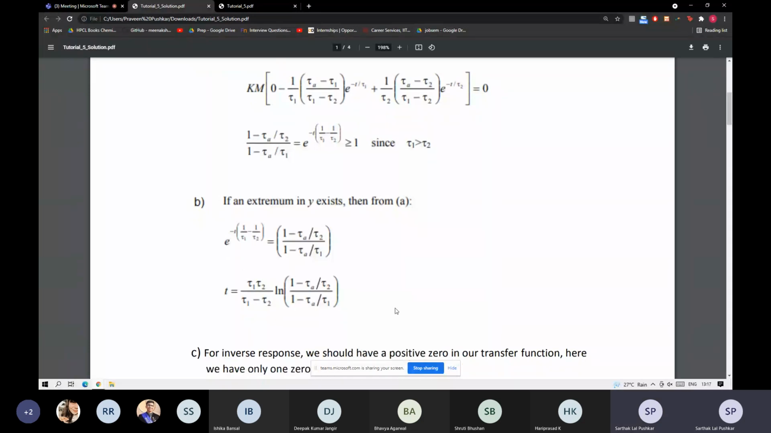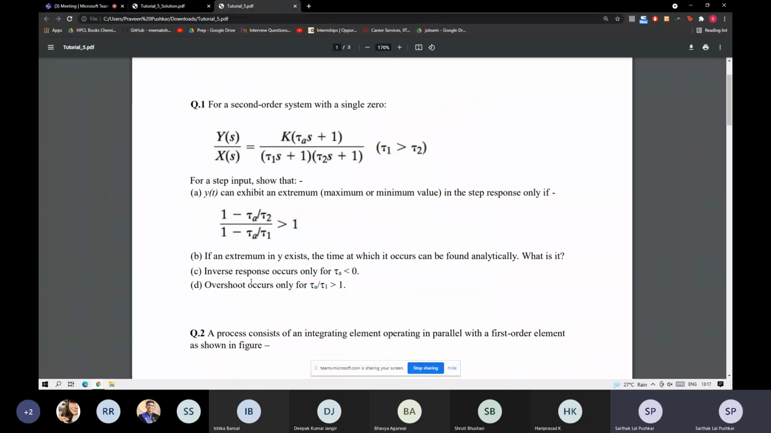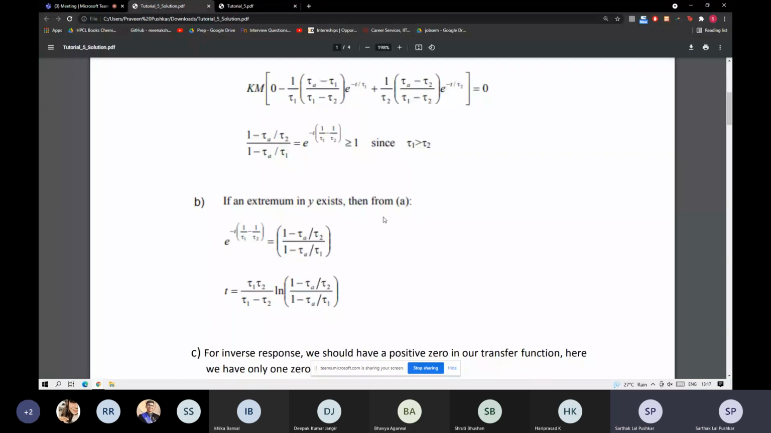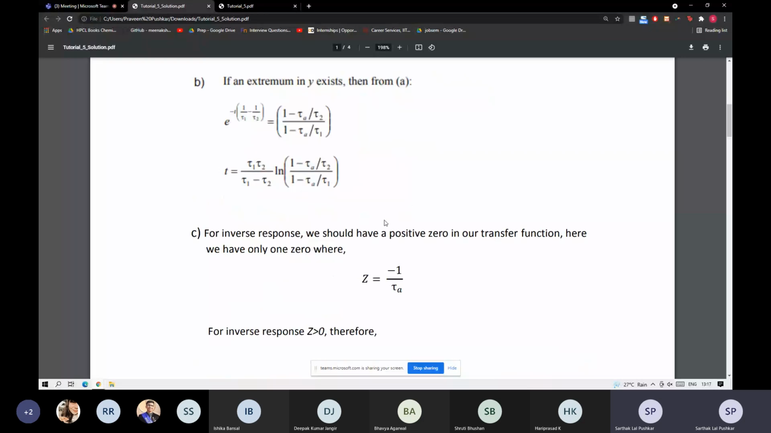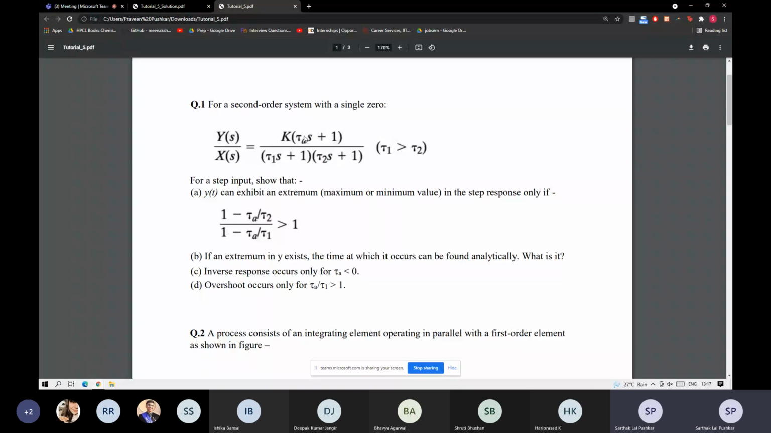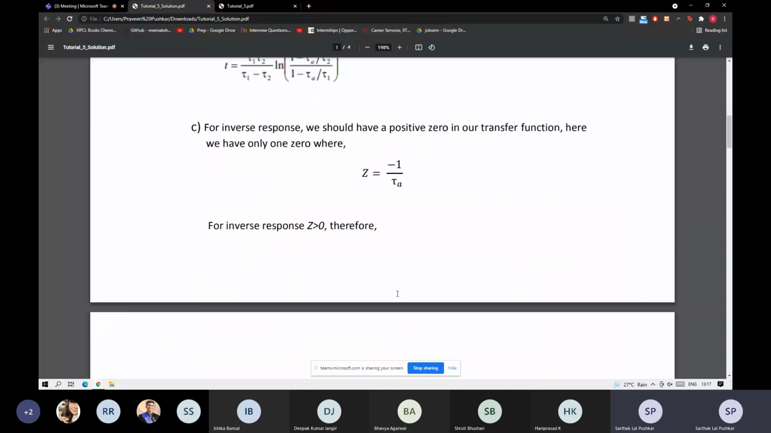For the third part, inverse response occurs only when tau a is less than 0. For that, we know that the zero should be positive, and in this case we have only one zero, and that is minus 1 upon tau a. For this to be positive, tau a should be negative. So this is the condition.